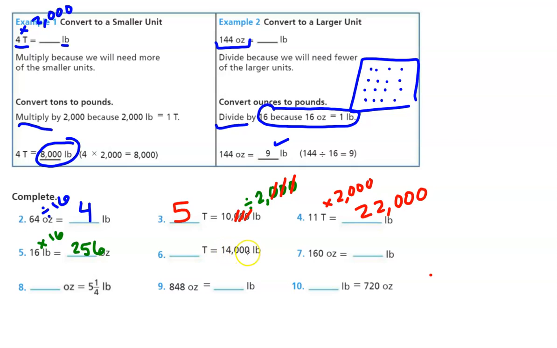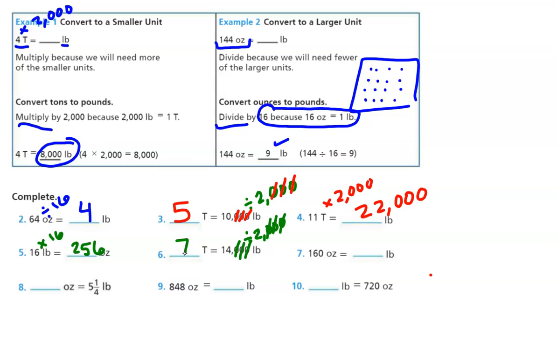Number 6, I am going from pounds to tons, which means I am converting to a larger unit. So because of that, I need to divide to show my smaller number to represent a bigger amount. So that's going to be dividing by 2,000. Again, as long as you have the same number of zeros, you can just cross those out. 14 divided by 2 is 7.